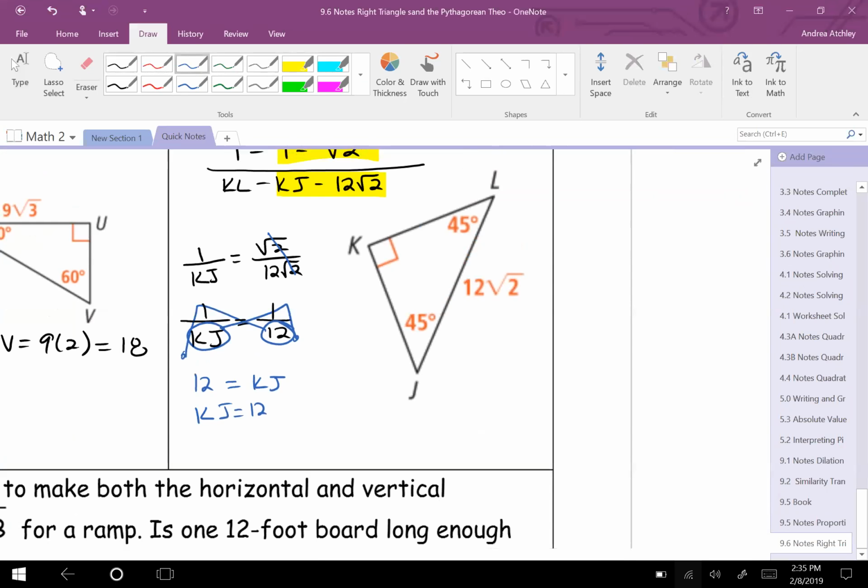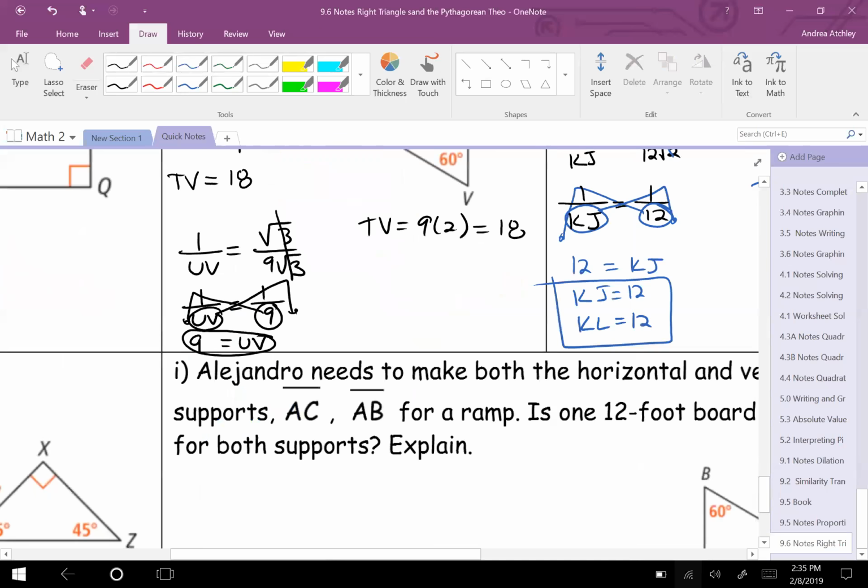The two legs of an isosceles triangle are congruent. So KJ equals 12, and so does KL then. Any questions over that? Okay, you guys do H now.